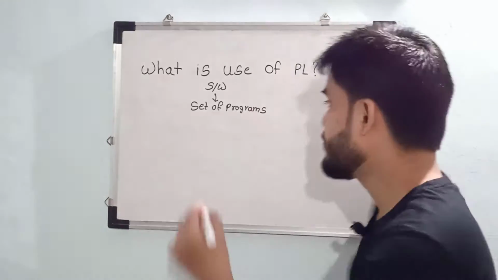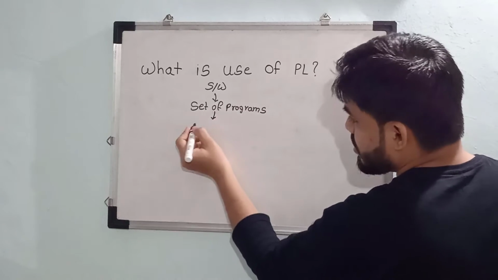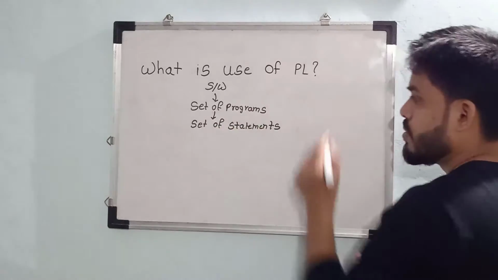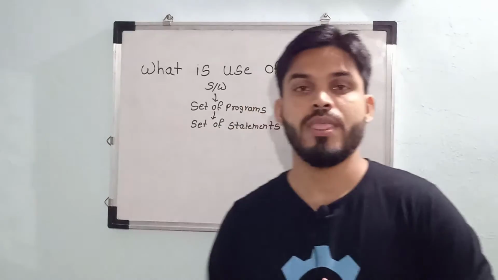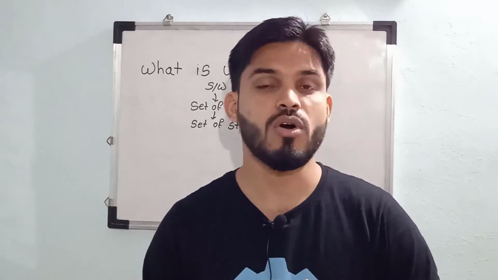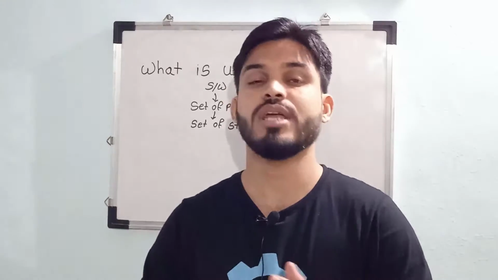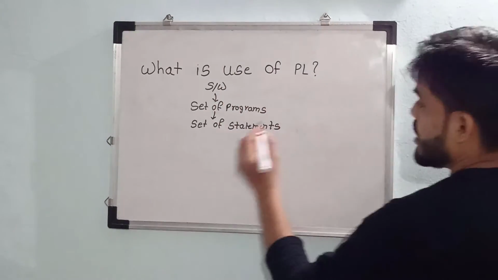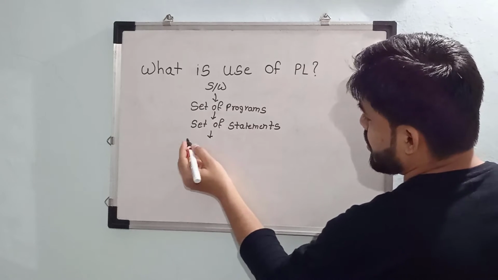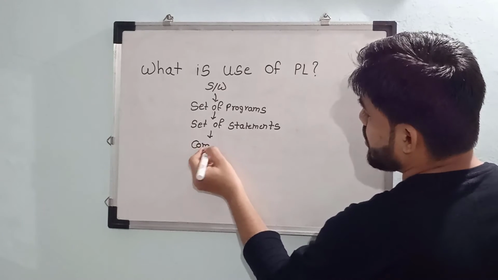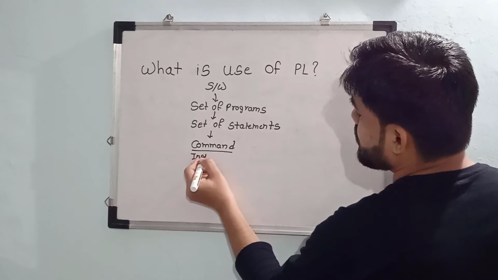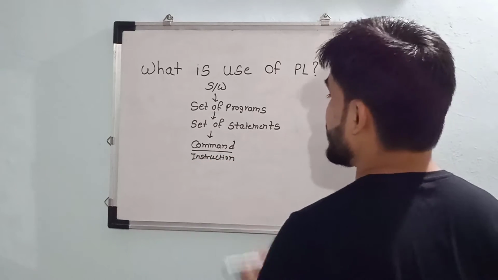What is a program? A program is nothing but a set of statements. Now, what is a statement? A statement is nothing but a command, or we can say an instruction given to an electronic device. Here a statement is nothing but a command. A command is nothing but an instruction given to an electronic device.